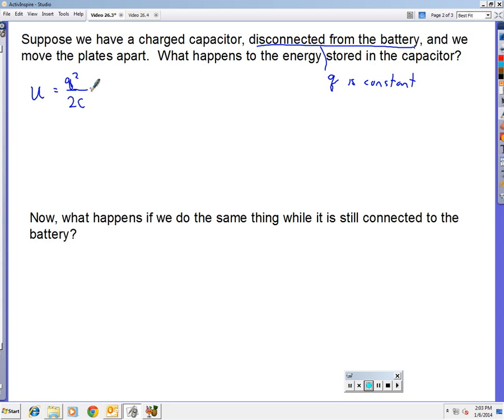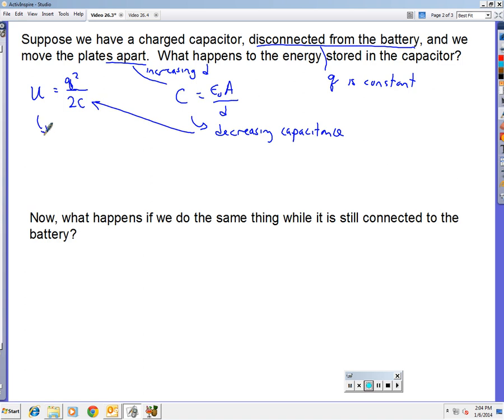Now if we move the plates apart, the capacitance for a parallel plate capacitor is epsilon 0 A over D. So we're increasing D, which means that we are decreasing the capacitance. And since we're decreasing the capacitance, that's going to increase the energy stored in the capacitor. And that's very interesting.